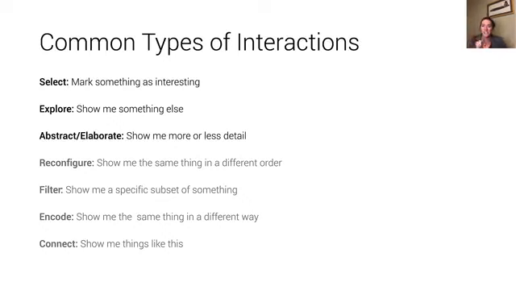So as we mentioned at the end of the last video, we're going to be focusing on interaction in terms of these 7 common categories or common types of interactions. And today's video is going to focus on the first 3 of these, which are selection, or indicating that we're interested in something, exploration, asking our visualization to show me other data, and abstraction or elaboration, showing more or less detail about what's going on in our data.